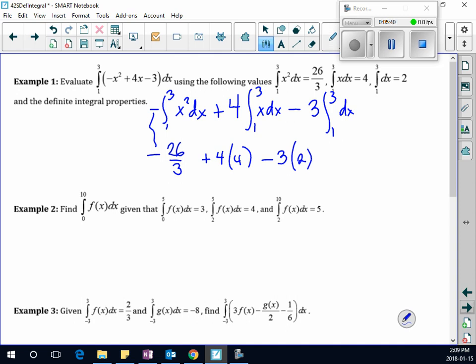So minus 26 over 3 plus, this is 16 minus 6. 16 minus 6 is 10. So what is minus 26 over 3? And then if we had 10, that would be what over 3? 30 over 3. So then we get 4 over 3.